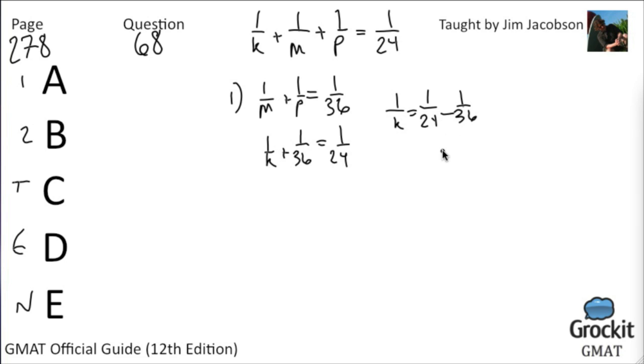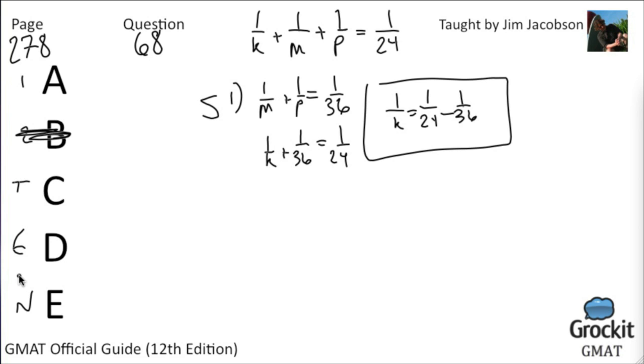It looks like it would be unpleasant to figure out what 1/24th minus 1/36 is, because we would need to find a common denominator of those two numbers. Not that it would be impossible, but that doesn't sound that fun to me. All we need to know is that we could solve for K in this equation, and that's enough for sufficiency for statement number 1. So it's not B, nor C, nor E.